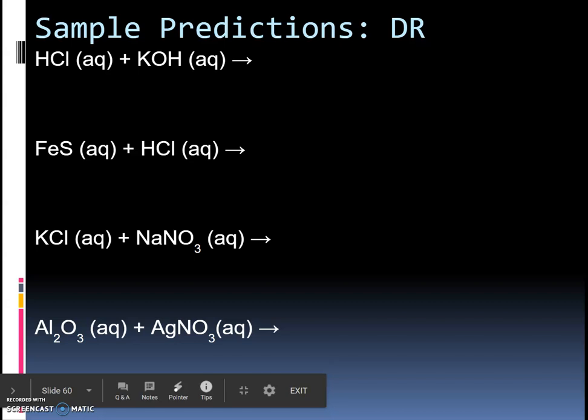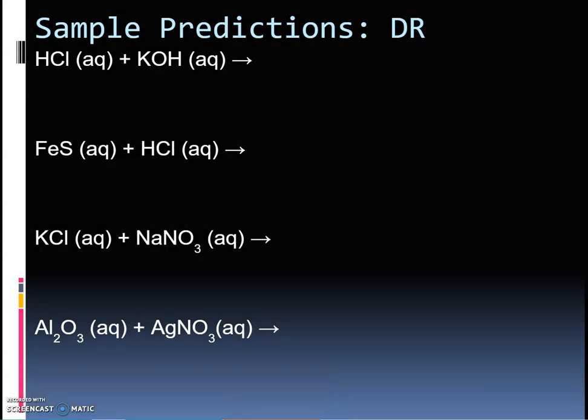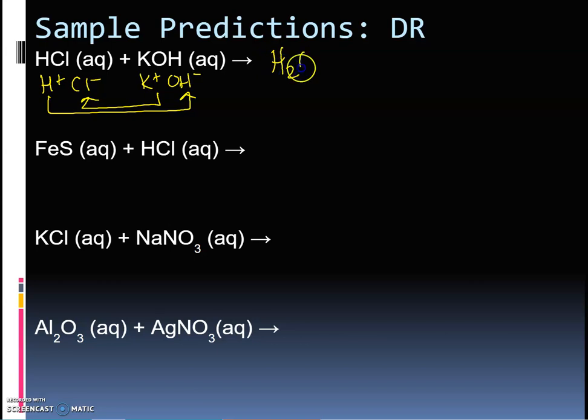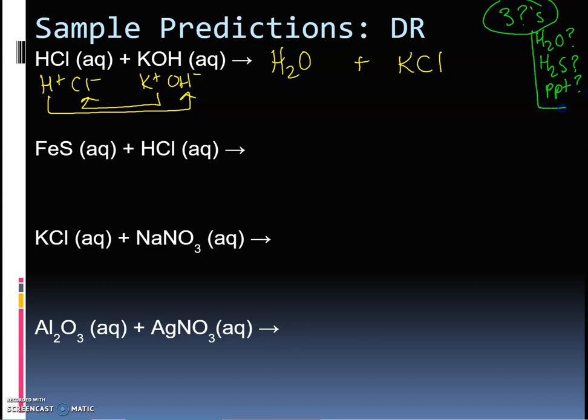Here we have HCl aqueous and KOH aqueous. So ions, H plus, Cl minus, K plus, OH minus. Outsides and insides. Okay, H plus OH minus makes H2O, and K plus Cl minus makes KCl. All right, ask yourselves the three questions. Did I make water? Did I make H2S gas? Or did I make a precipitate? You always ask yourself those three questions.